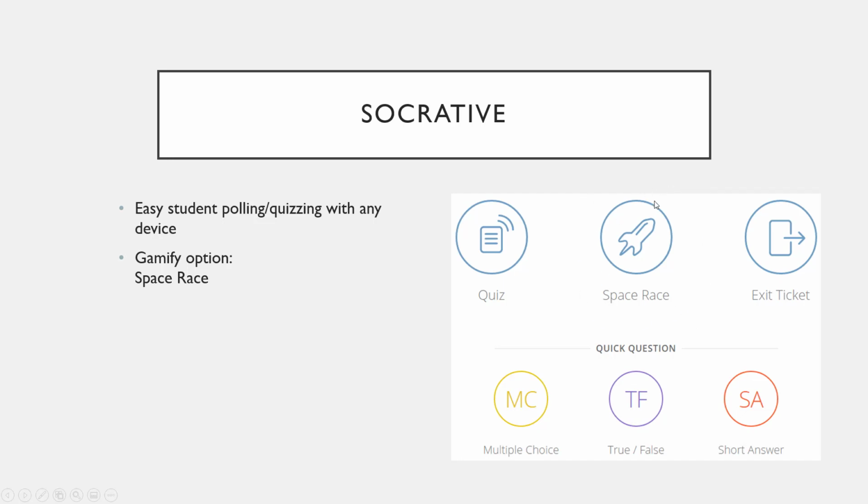This is kind of like answering questions as quickly and accurately as possible in a competitive way, kind of like Kahoot. And there's also exit ticket. So this option is before they leave the lesson or move on to something else, they have to do something. And if they get it right, that's their exit ticket, allowing them to move on. You can do quick questions, multiple choice, true, false, short answer.